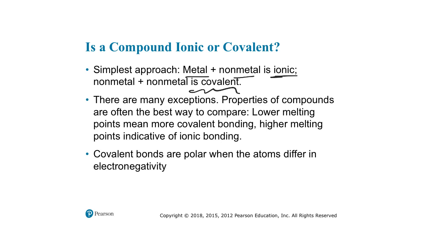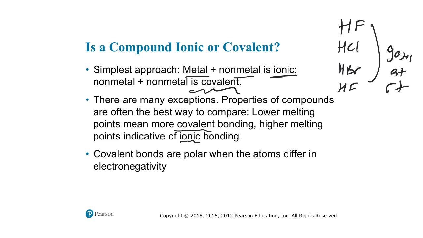One of the things you may think about is that properties of compounds are often a better way to compare. So the lower the melting point of a compound, the more likely that compound has just covalent bonding. Whereas the higher the melting point, that's probably going to indicate more signs of ionic bonding. So look at HF. At room temperature, it's a gas. HCl is actually a gas at room temperature. Yeah, you can dissolve these things in water, but their natural states are gases for all of these. So all of those are gases at room temperature.